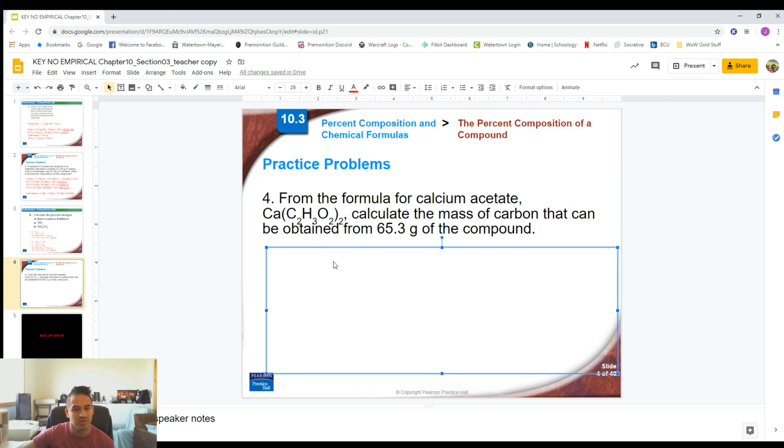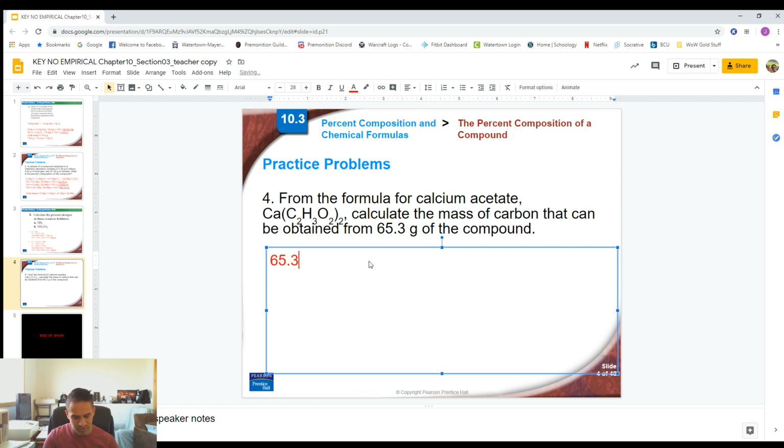All right, final one here, problem number 4. So it says, from the formula for calcium acetate, which they're giving to us, calculate the mass of carbon that can be obtained from 65.3 grams of the compound. All right, so this one's a little bit more challenging because they want us to determine how much carbon is in just 65.3 grams of this material. So to do that, we're going to need to know what is the percent of the carbon in that compound, and then apply that to the 65.3 grams.